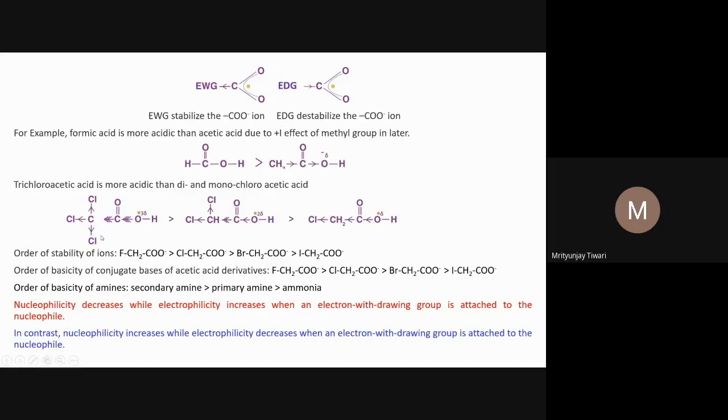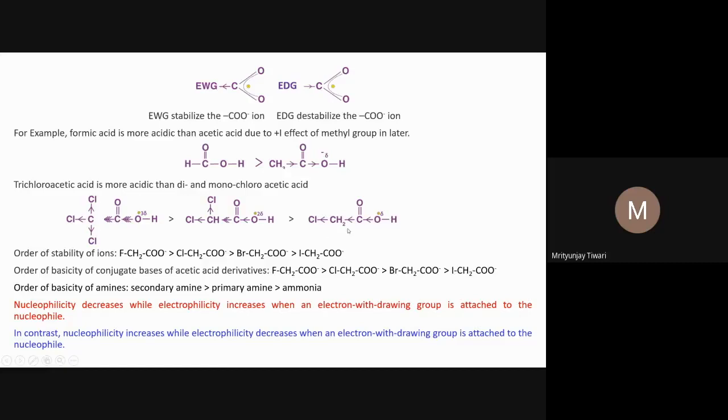Now if there are only two chloro substituents, like in this example, dichloroacetic acid, only two chlorine atoms are there to pull away electron density from the corresponding conjugate base. So it will pull away comparatively lesser electron density from the negative charge compared to the trichloroacetate ion. And so the dichloroacetate ion is less stable than the trichloroacetate ion, and so dichloroacetic acid is a weaker acid than trichloroacetic acid.